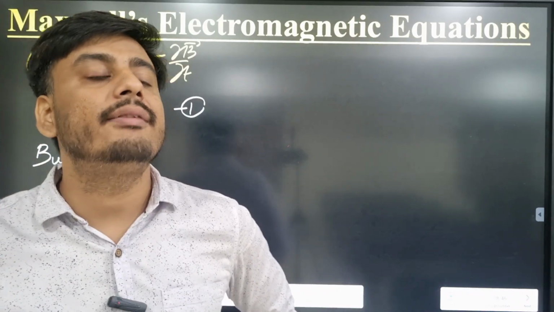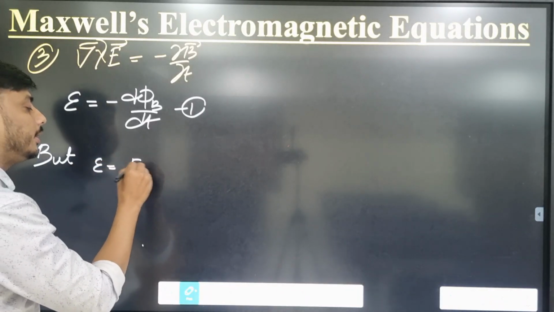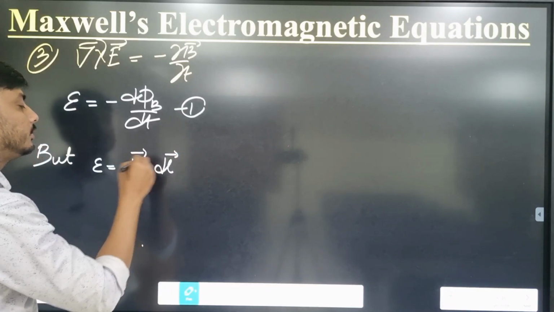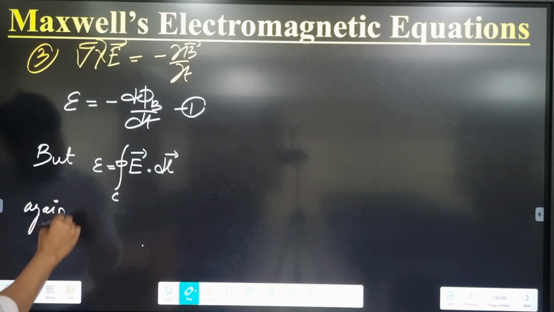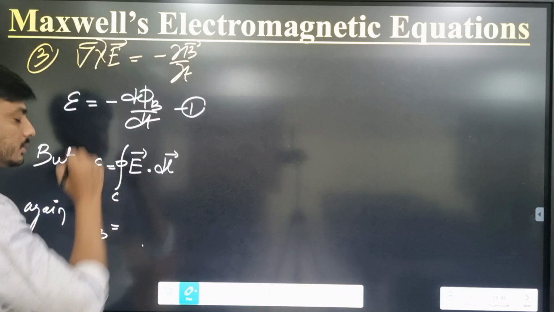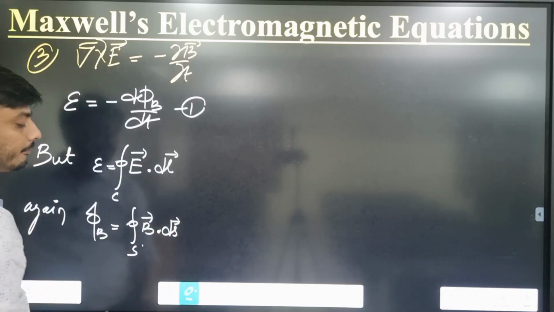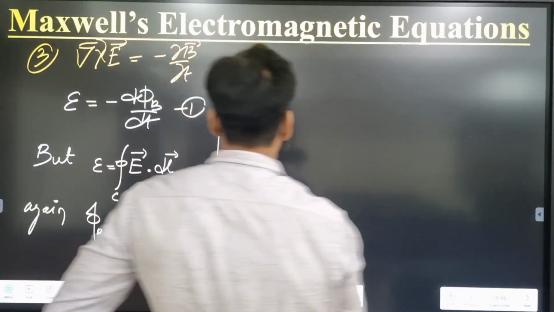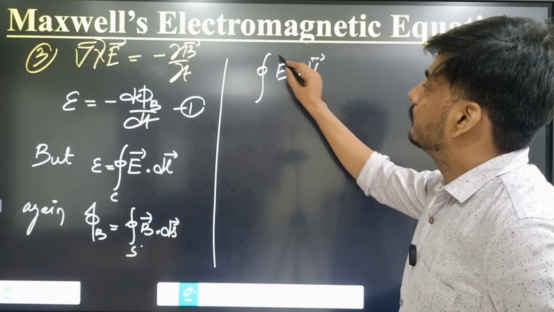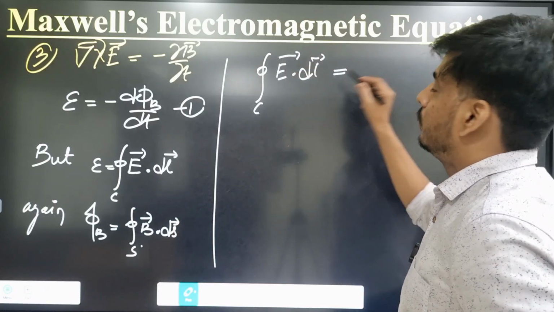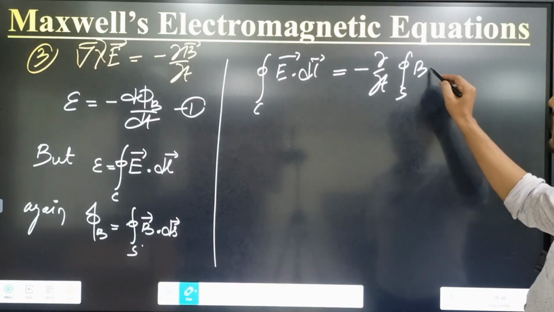Now we know the relation between electric field and EMF: EMF equals the integral of E dot dl over C. Again, magnetic flux we can write as B dot dS, since it is magnetic field, we use B. Using both of them in equation 1, on the left hand side we will have E dot dl integrated over C, equal to, on the right hand side, minus del by del t of phi B, which is the integral over S of B dot dS.